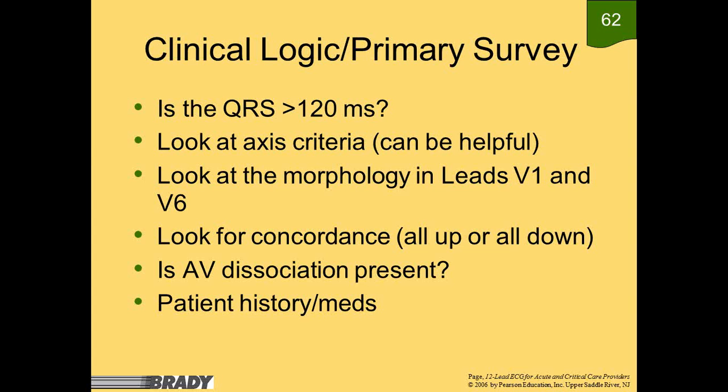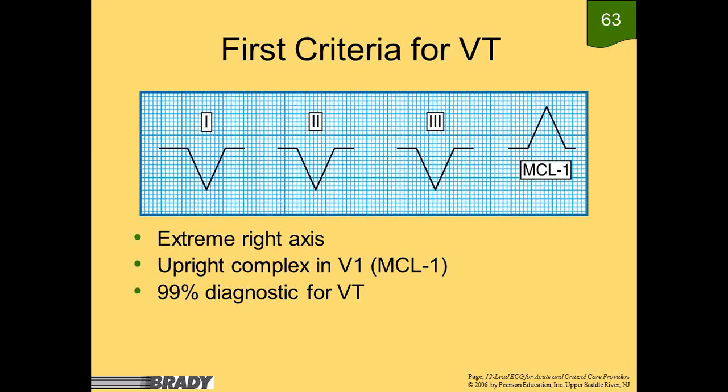And if they're not, then we might look at a wide complex tachycardia. And then obviously we want to talk to our patient and get their history and get their medications and find out what's going on with them. So our very first criteria for looking for V-tach is looking at leads 1, 2, and 3, which again measures our axis deviation.